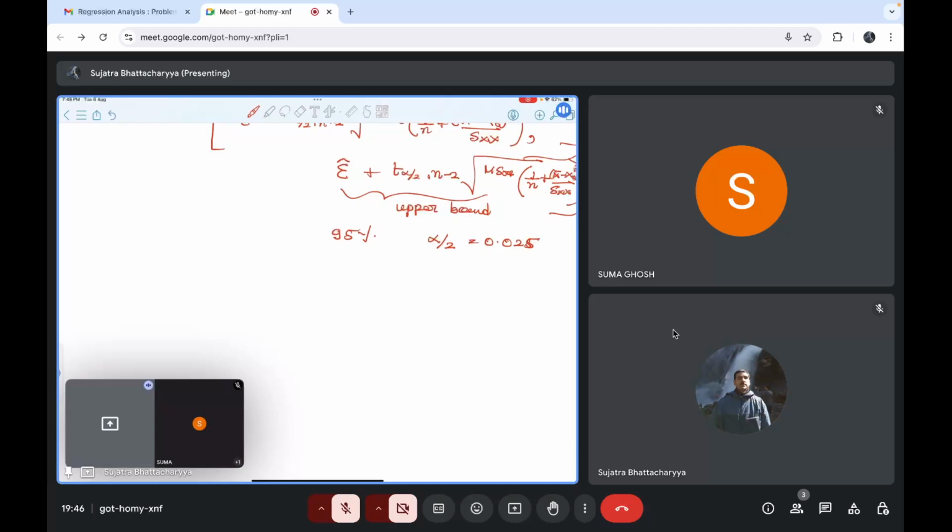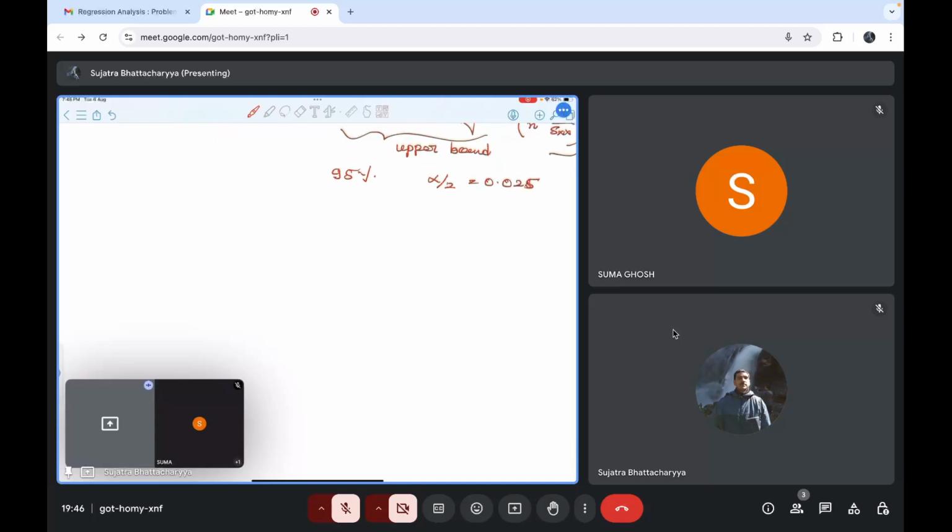So we will do one problem here based on this, and after that, one more thing is there, but I will just write that and end the session. This is, I think, the seventh or eighth, I don't remember. So estimate the interval for mean response.